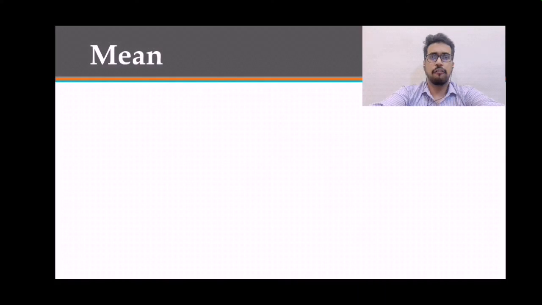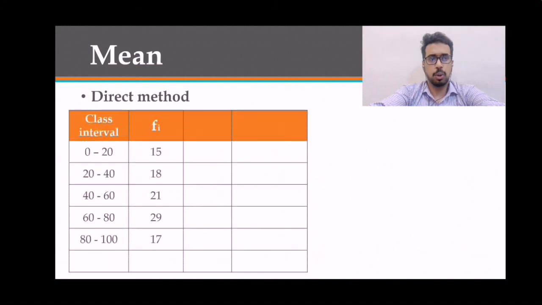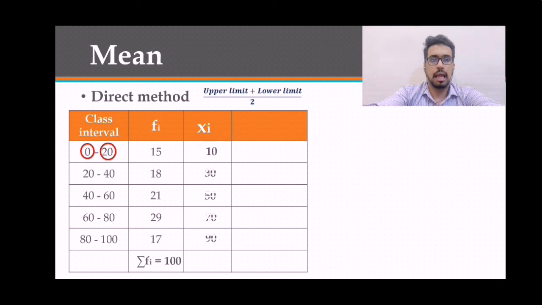Let us begin with finding the mean of the grouped data by the direct method. Let us take an example to understand this better. Here is an example in which the class interval and the corresponding frequencies are given. So first let us find the sum of all the frequencies. Then find the class mark of all the class intervals, that is (upper limit plus lower limit) by 2, which in the first case is 0 plus 20 by 2, which would give me 10. Same is the procedure for all the class intervals.